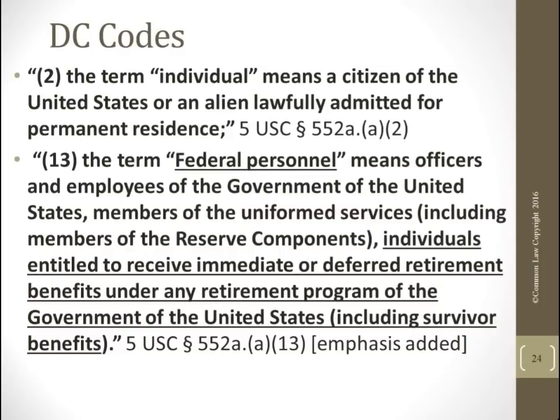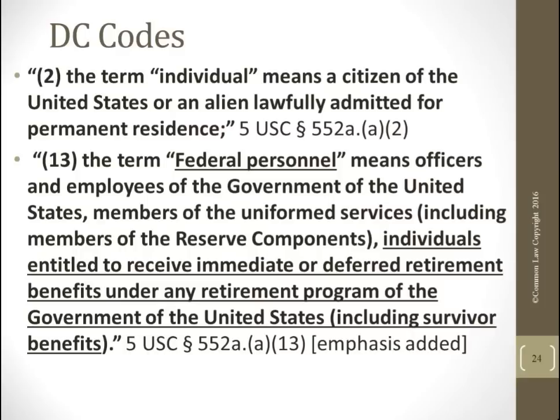The term, and this is where it's codified. That's not what that's codified, but this is where in the DC codes, the term individual means a citizen of the United States or an alien lawfully admitted for permanent residence. The term federal personnel means officers and employees of the government of the United States, members of the uniformed services, including members of the reserve components, individuals entitled to receive immediate or deferred retirement benefits under any retirement program of the government of the United States, including survivor benefits.